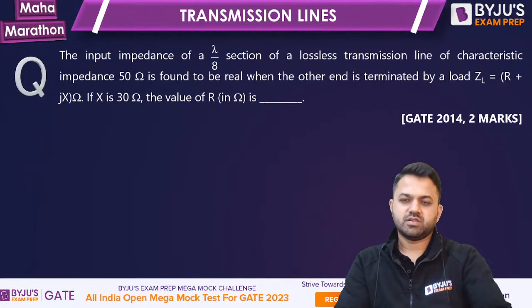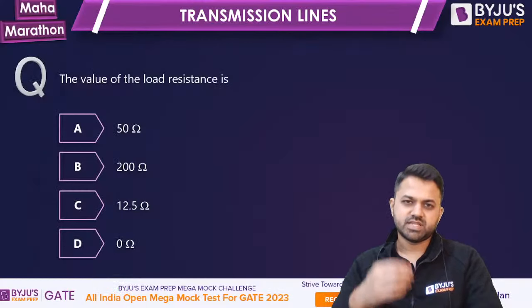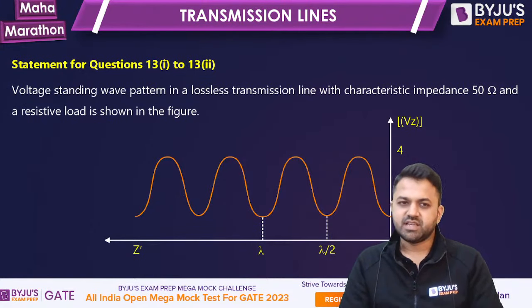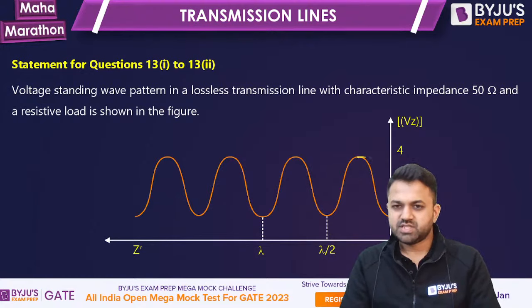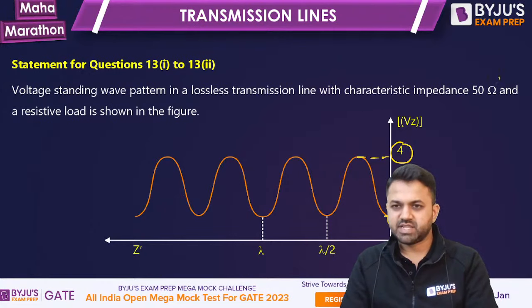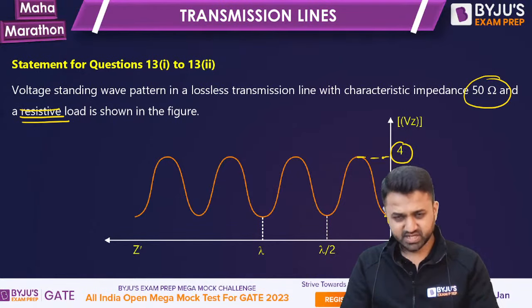Now let's come to the next question. Maybe this question will help you to solve the previous question. This is the standing wave ratio, which is given to you. So once you solve this question, you may be able to solve the previous question that we left. This is the V max and the V min, and this is the load end. The characteristic impedance of the line is 50 ohm. The load is resistive in nature.